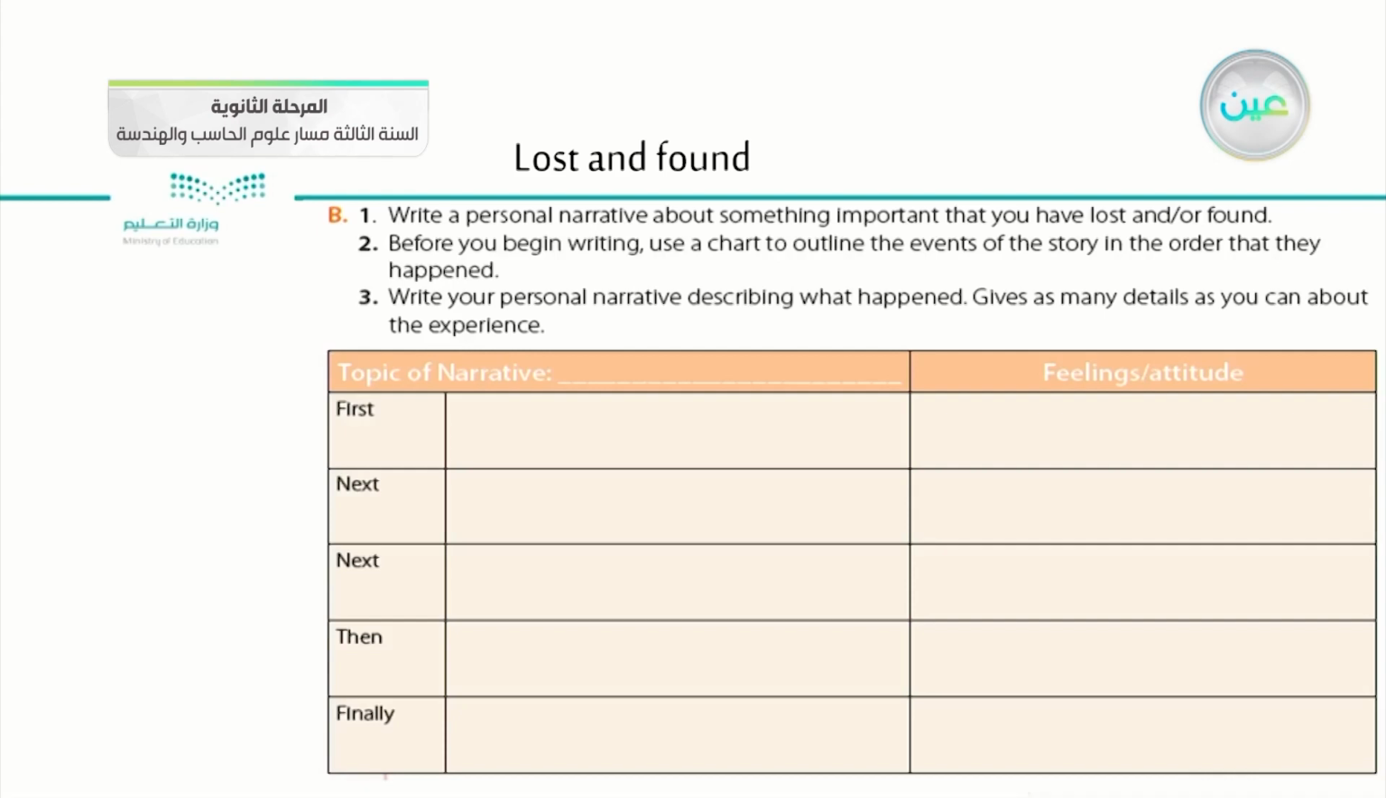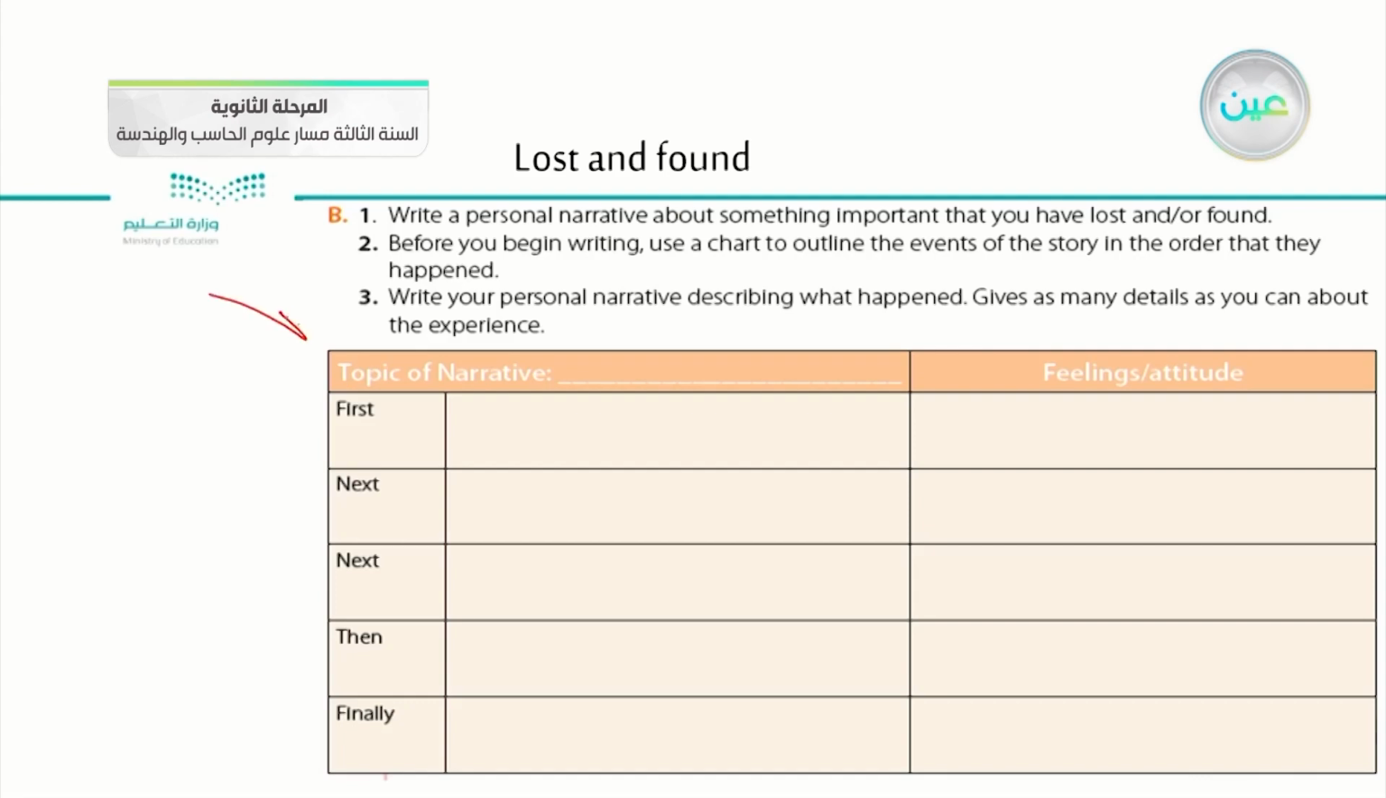On B, we have 3 points. Number 1, write a personal narrative about something important that you have lost and or found. Okay, so now you have to brainstorm, try to think about any item or anything that you have lost and found. Okay, number 2, before you begin writing, use a chart to outline.